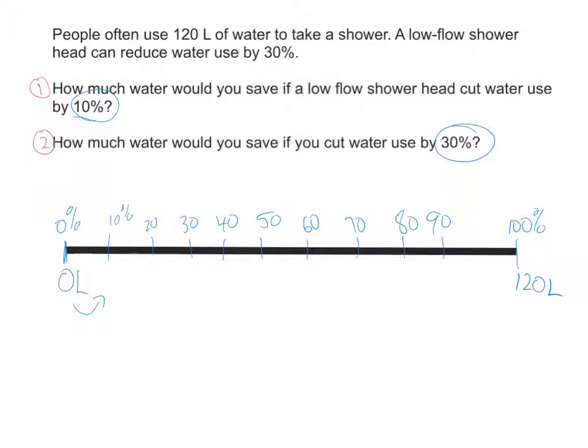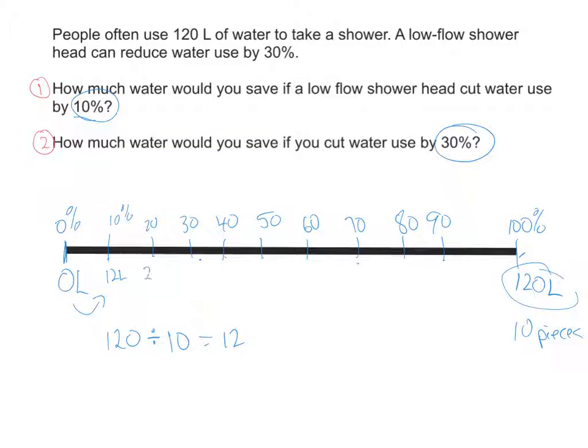Well, I've now cut 120 liters into 10 pieces. There's 10 jumps: 1, 2, 3, 4, 5, 6, 7, 8, 9, 10. So how much does each jump get? You probably say, oh, I'm not sure right offhand. I could guess and check, or I could cut my 120 into 10 pieces by division and figure out how much I get. 120 divided by 10 leaves me with 12. So if I cut 10%, that would be 12 liters.